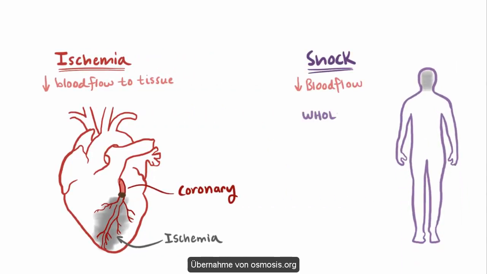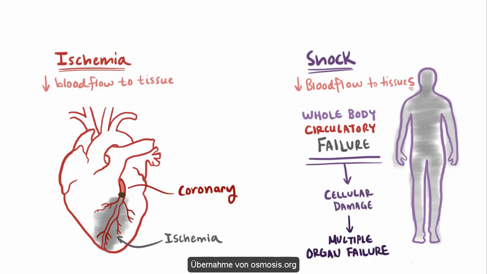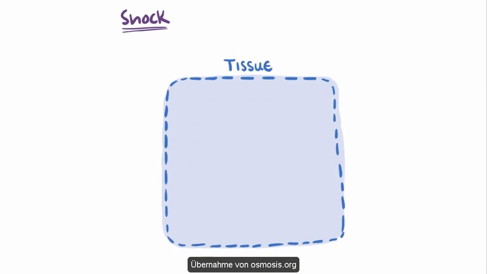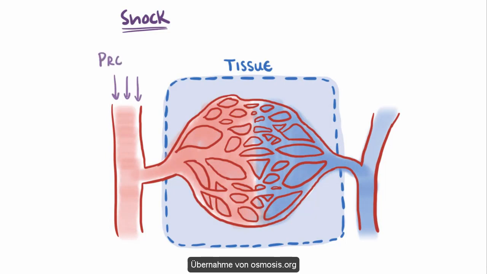Shock is like ischemia, but on a global scale. In other words, it's a whole body circulatory failure, where blood flow to tissues is dangerously low, leading to cellular injury, possibly damaging multiple organs, and even leading to multiple organ failure if not treated immediately. Okay, so with shock, the body's tissues aren't getting enough oxygen via the blood, right? Normally, blood perfuses through tissue and delivers oxygen because there's enough pressure in the circulatory system to push it through.